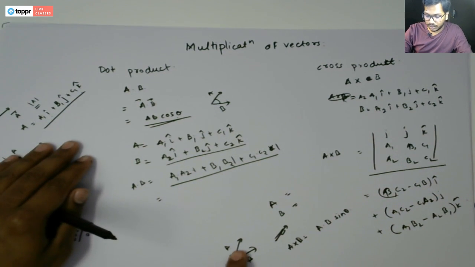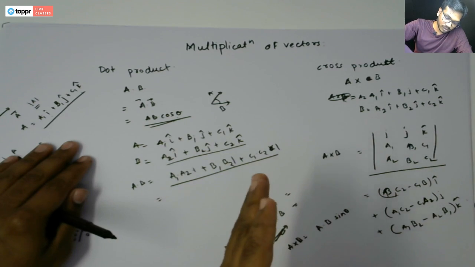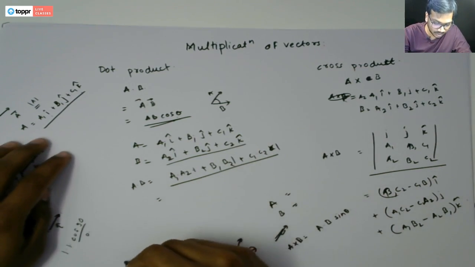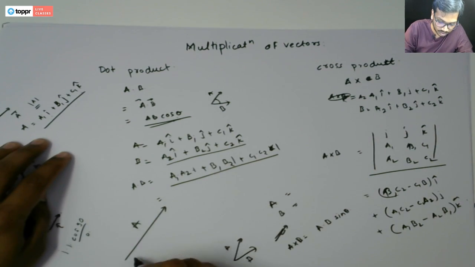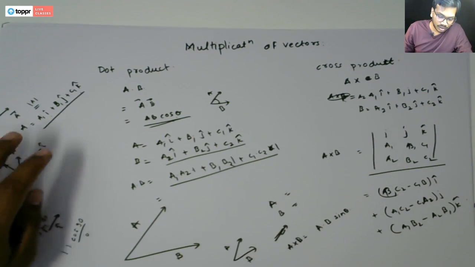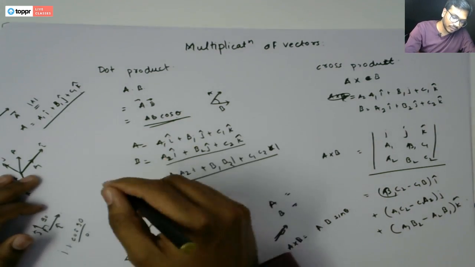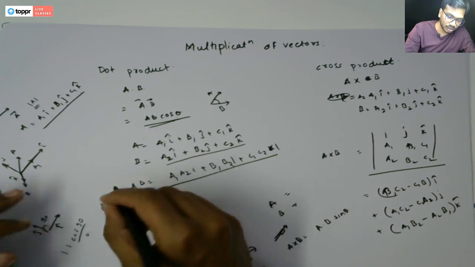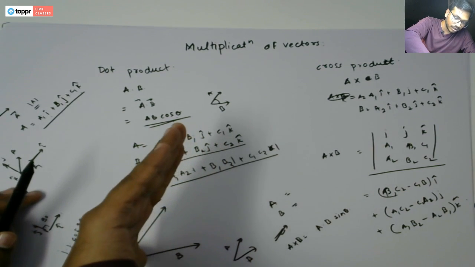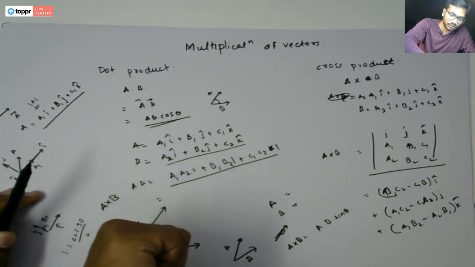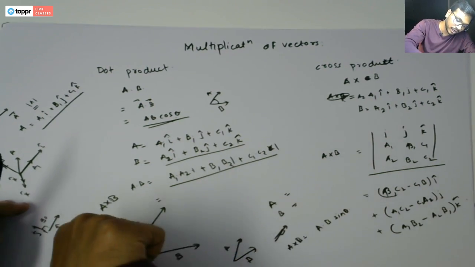So for A cross B, you would align your right hand to the direction of A. Let me draw it a little bigger so that you can see. Let's say this is A and let's say this is B. You would align your right hand along the first vector. If we had to find A cross B, you would do A first and curl your fingers towards B. Then your thumb would give you the direction of A cross B. So that would be into the plane.